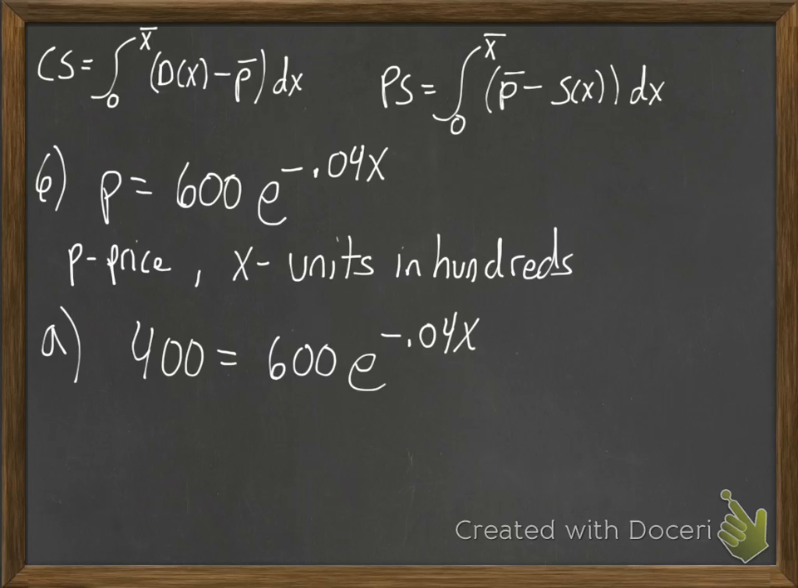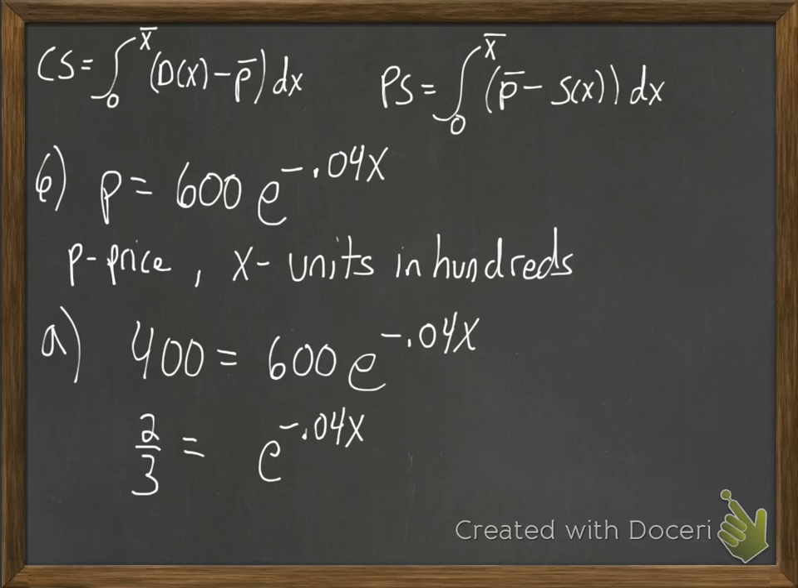Well, this is a problem, first off, like the ones that you did in the last chapter. We have an exponential equation to solve. So we need to solve for x, so we first get the exponential by itself. So divide both sides by 600. We get 400 over 600, or if you prefer, you could write that as 2/3, equals e to the negative 0.04x.